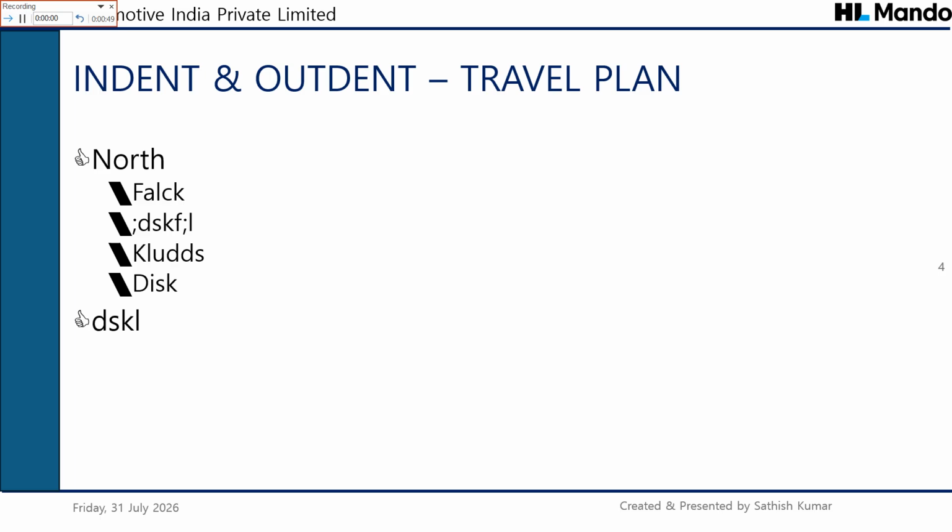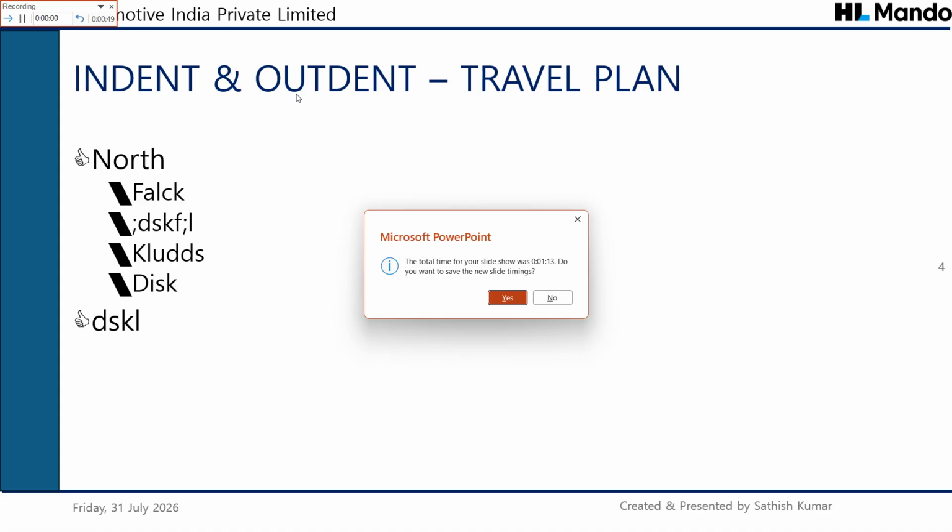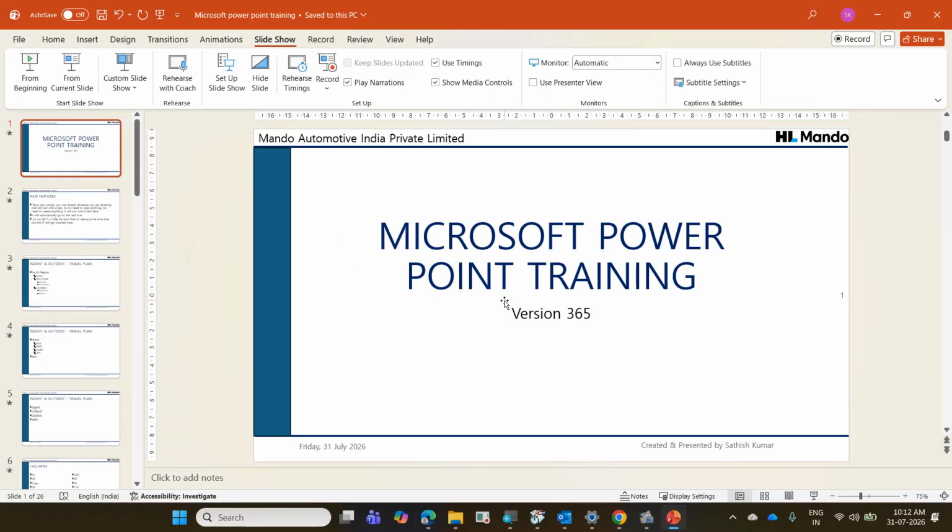Now I press escape. Now it shows the total time for your slideshow: 1 minute and 30 seconds. I made a rehearsal with only 4 slides. Other slides will have that common 5-10 seconds timings. So these 4 slides will have the timings which I have given. How can I check it down?